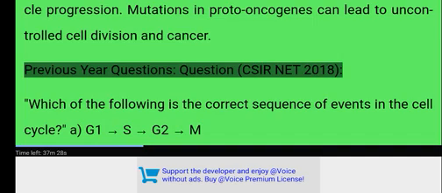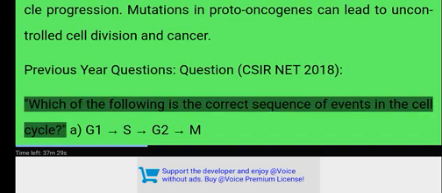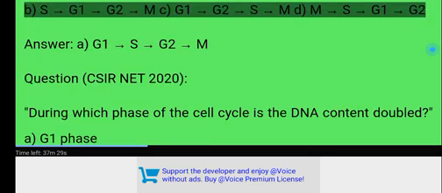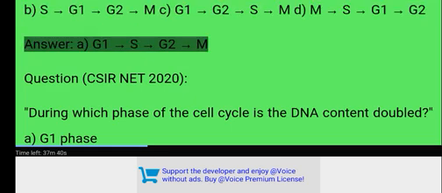Previous year questions. Question, CSIR NET 2018. Which of the following is the correct sequence of events in the cell cycle? A. G1, S, G2, M. B. S, G1, G2, M. C. G1, G2, S, M. D. M, S, G1, G2. Answer: A. G1, S, G2, M.